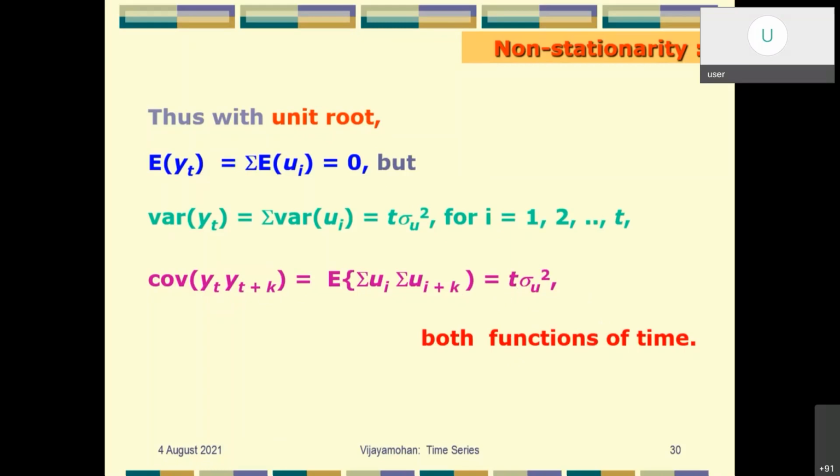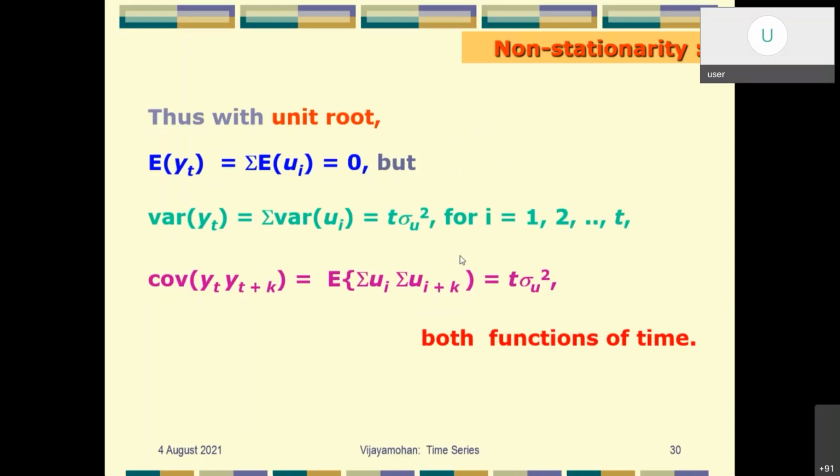So if we have a constant in our AR process, then we can find that the mean also is a function of time. If alpha is the constant in the AR(1) process, then the mean will be equal to alpha t that I have given here. So this we have already seen.